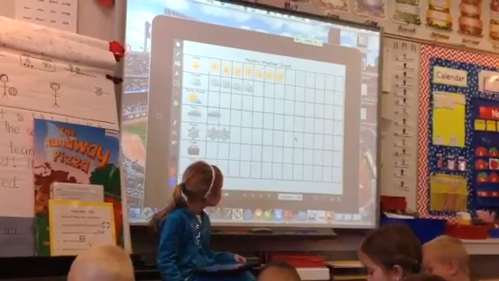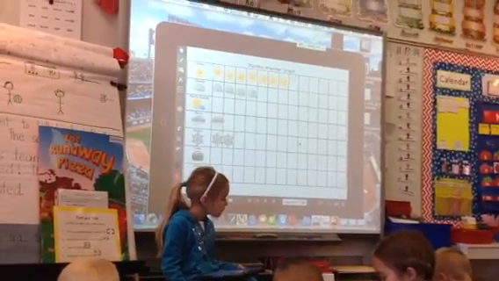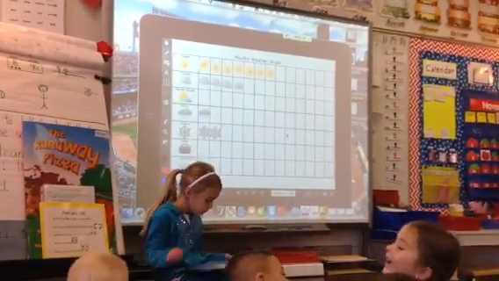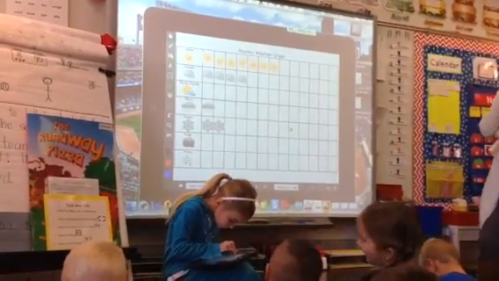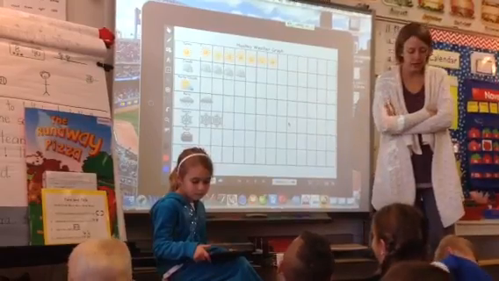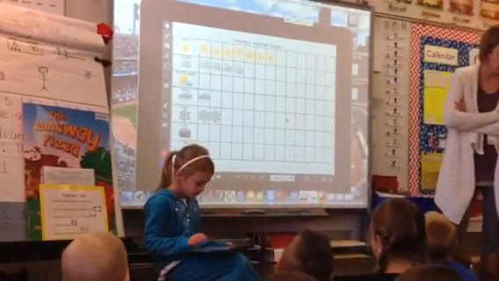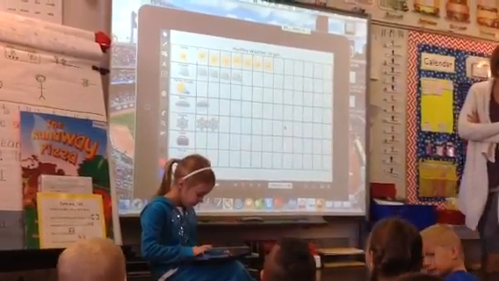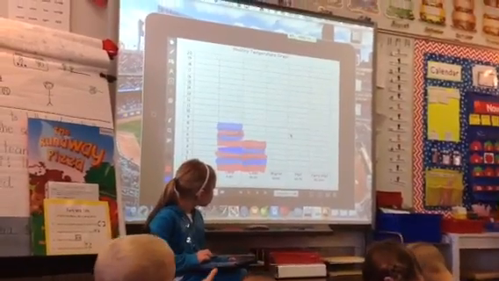Remember, our learning target for calendar is that we can record and organize our data. That's what we're doing right now. We're recording weather data for the month and we're organizing it in a picture graph. Next slide, please. Nice job with that, boys and girls.